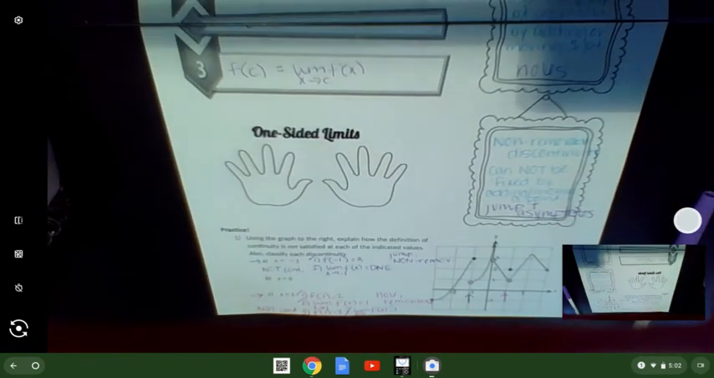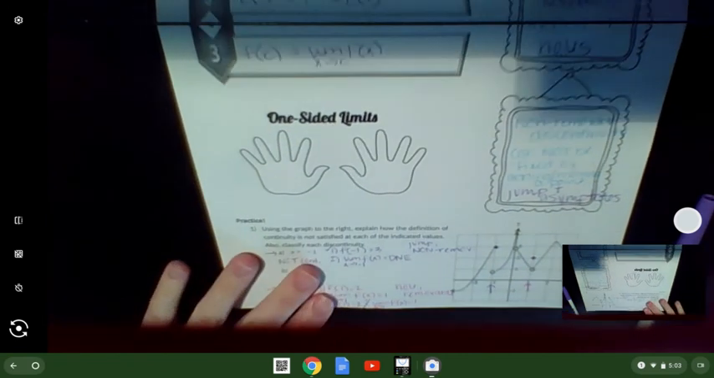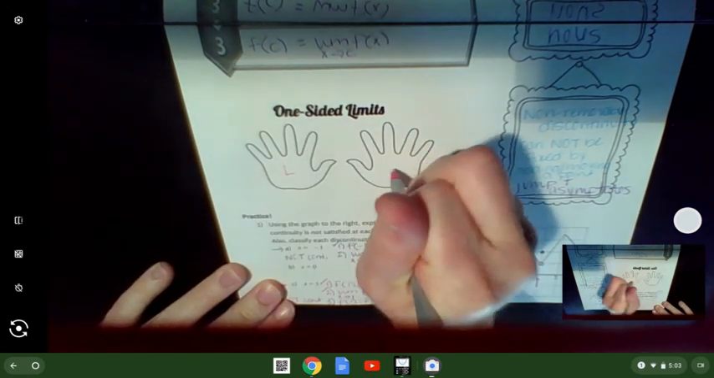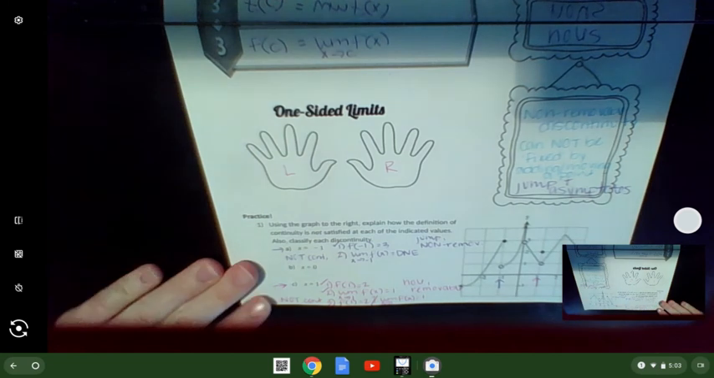We're going to talk about one-sided limits. For different aspects of continuity and for piecewise functions, you need to be able to identify one-sided limits. The limit from the left, hence the left hand, and the limit as you approach from the right-hand side. Right hand. Okay, so what does the notation for a one-sided limit look like?